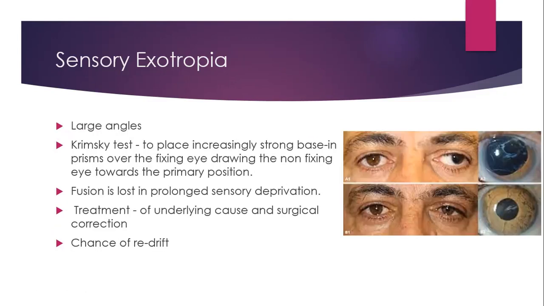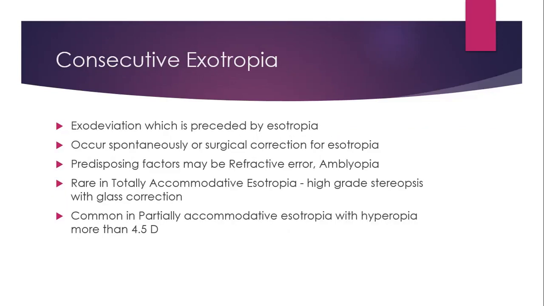So these are usually large angles, and we usually do a Krimsky's test, where we place increasingly strong base-in prisms over the fixing eye, drawing the non-fixing eye towards the primary position. Usually because there's poor vision in one eye, fusion is completely lost, and treatment is only for cosmetic reasons. So we can postpone the treatment. It does not require immediate surgery, and there is a chance of redrift, because any eye which has poor vision may redrift even after surgery.